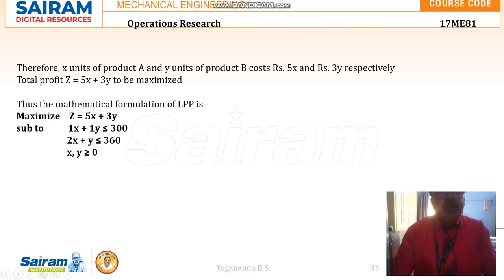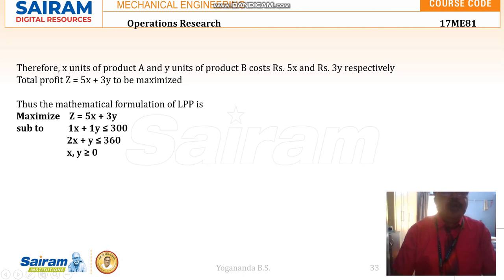Thus the mathematical formulation of the LPP goes like this. The objective function Z is to be maximized: maximize Z equals 5x plus 3y. 5x is the profit obtained from product A and 3y is the profit obtained from product B. So altogether 5x plus 3y from both the products A and B. This is from our profit point of view.